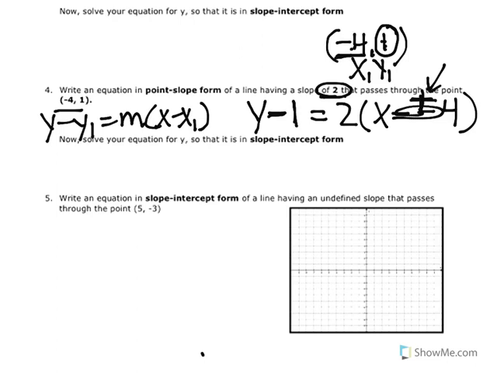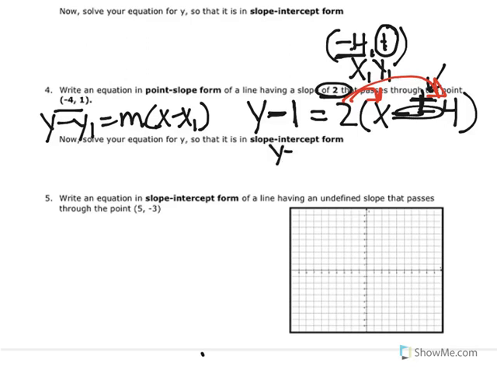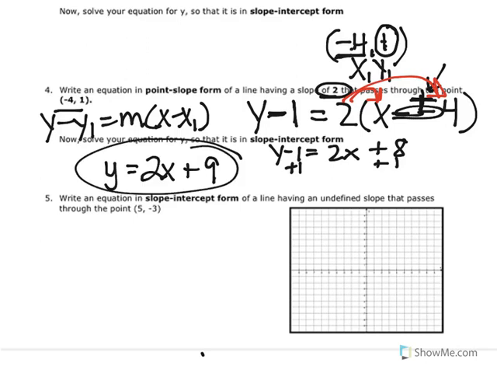Now it says solve it for y so that we can get into slope-intercept form. Now to solve for y, we're going to have to distribute the 2 to both terms. So we get y minus 1 is equal to 2x plus 8. And then we're going to add 1, and we get y equals 2x plus 9. And there we are. That's in slope-intercept form. So the slope of this line is, right here, 2. What's the y-intercept? It's 9.